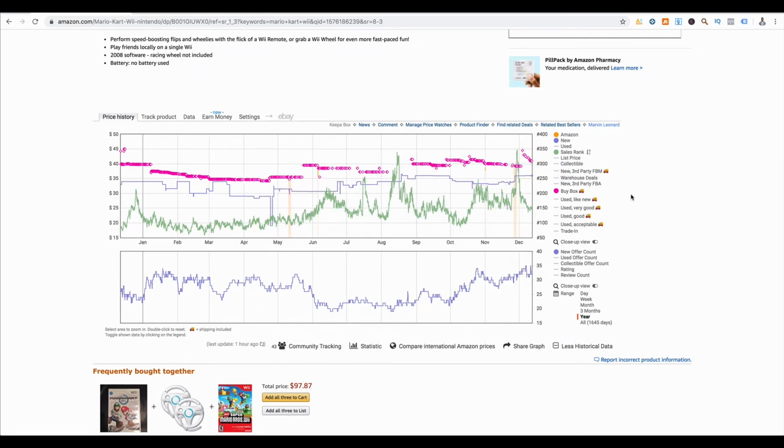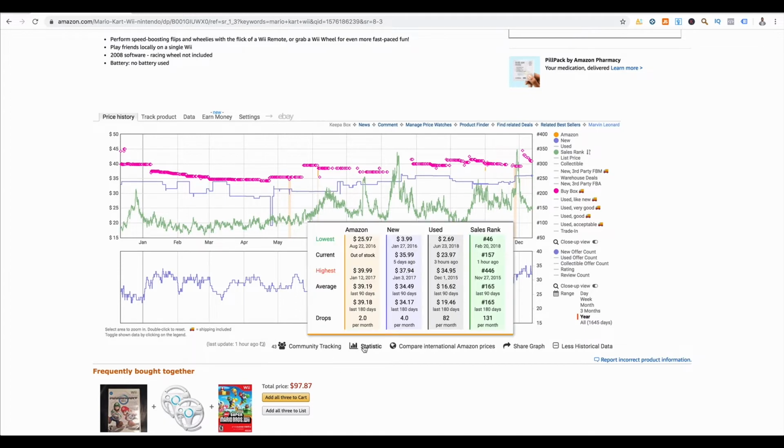But you know the averages. So now we want to find out what is the average sales rank that it's been for the last 3 months and the last 6 months to kind of get an idea of how much sales velocity is going on with this product. So if you go to statistics on the Keepa graph, just hover over it, it's going to show you this box. You go all the way to the right where it has the green box, and you go to the last 90 days, last 180 days.